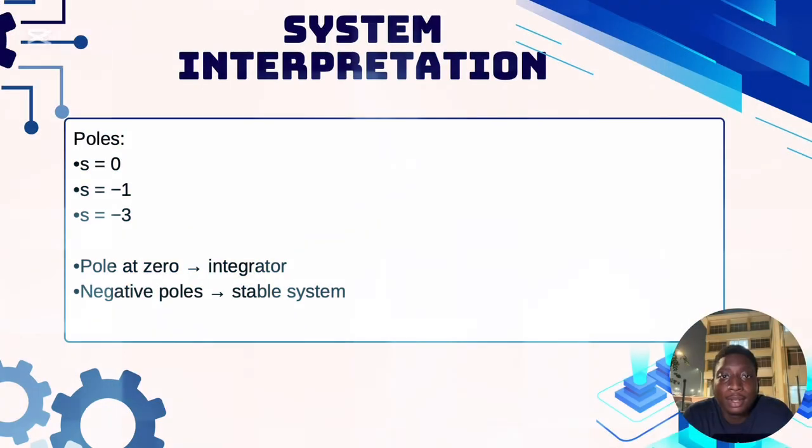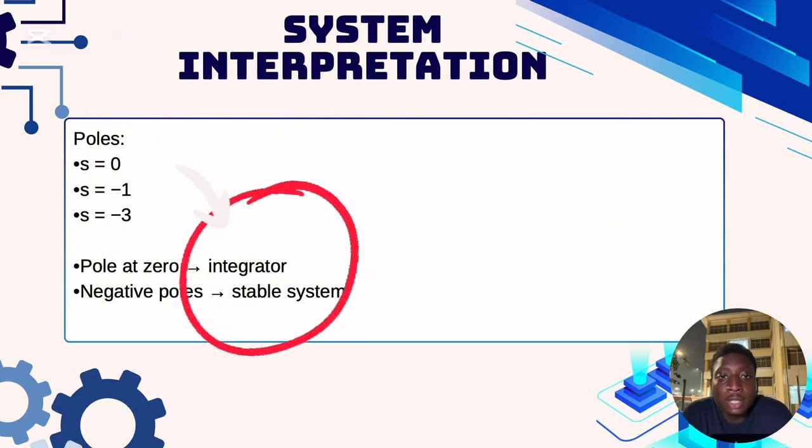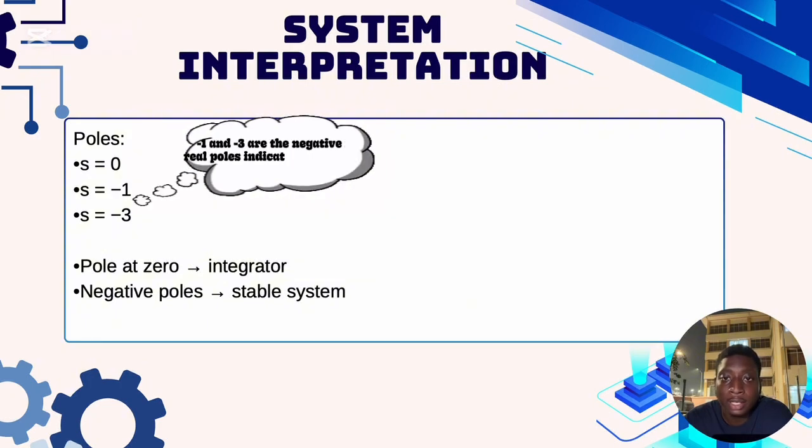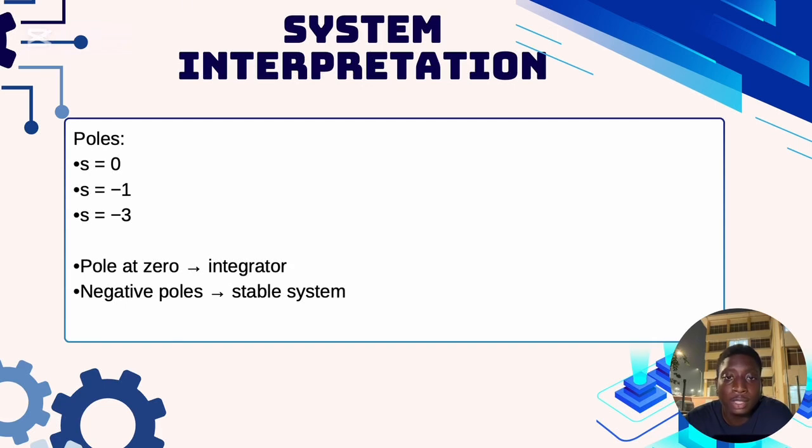Thank you. Hi, my name is Musa Mohammed, and I'll be taking you through the system interpretation. The poles of the system are the roots of the denominator: s equal to 0, s equal to -1, and s equal to -3. The pole at 0 represents an integrator. This means that a constant force input will produce a continuously increasing displacement. The poles at -1 and -3 are negative real poles, indicating stability. Since there are no positive poles, the system is stable. However, due to the pole at 0, the system will not settle to a fixed displacement under a constant force.